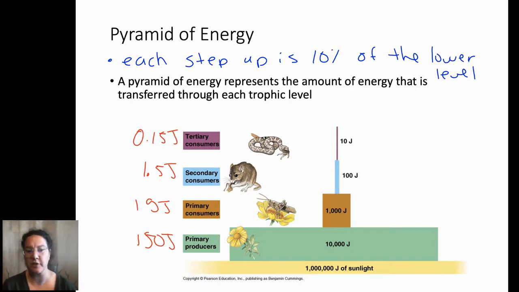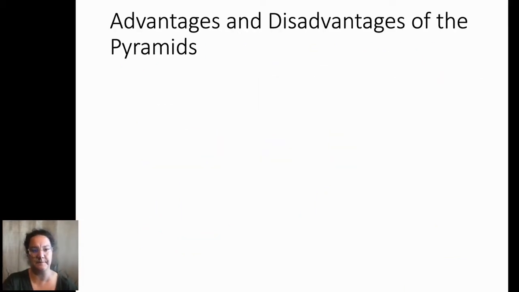To use other smaller numbers, we could have 150 joules in primary producers, 15 joules in our primary consumers or our second trophic level, 1.5 in our secondary consumers, and 0.15 joules stored in the muscle mass of our tertiary consumers. So you can really see here how after we get up to 4, maybe 5 trophic levels, that energy level drops so drastically. It would be hard for organisms to maintain the volume of food to eat to get the necessary energy that they needed.